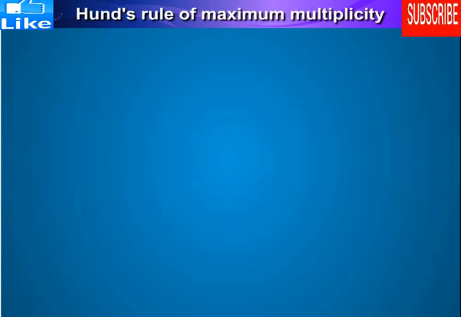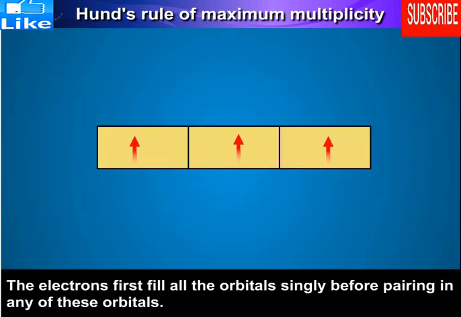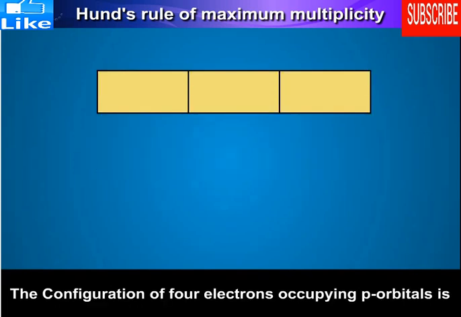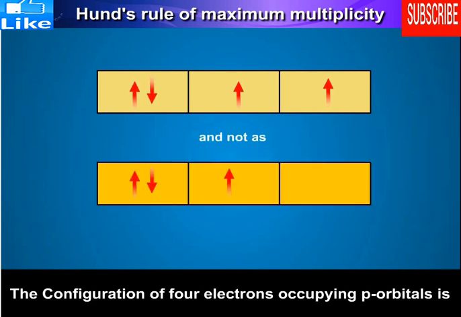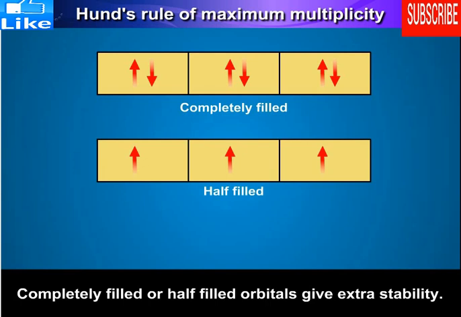Hund's rule of maximum multiplicity. Statement: when several orbitals of equal energy, that is, degenerate orbitals, are available, the electrons first fill all the orbitals singly, before pairing in any of these orbitals. In the configuration of 4 electrons occupying p orbitals, completely filled or half-filled orbitals give extra stability.